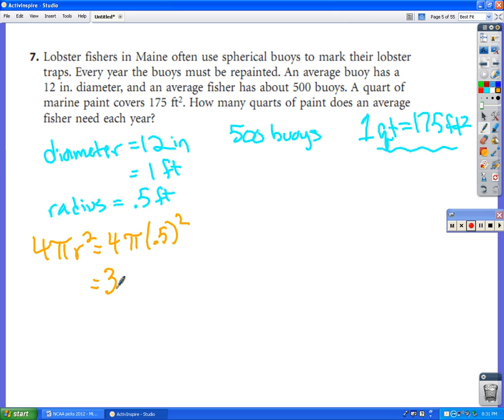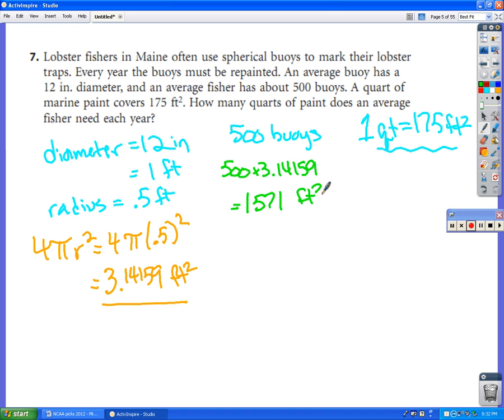the area of each buoy is about, oh, what do you know, 3.14159. I'll let you figure out how that came out on your own. Square feet, okay? So each buoy has a surface area of 3.14159 square feet. Now, since I have 500 buoys, I have to take that and multiply it by 500. And when I do that, I find out that I have 1,571 square feet of buoys that I need to cover with paint.